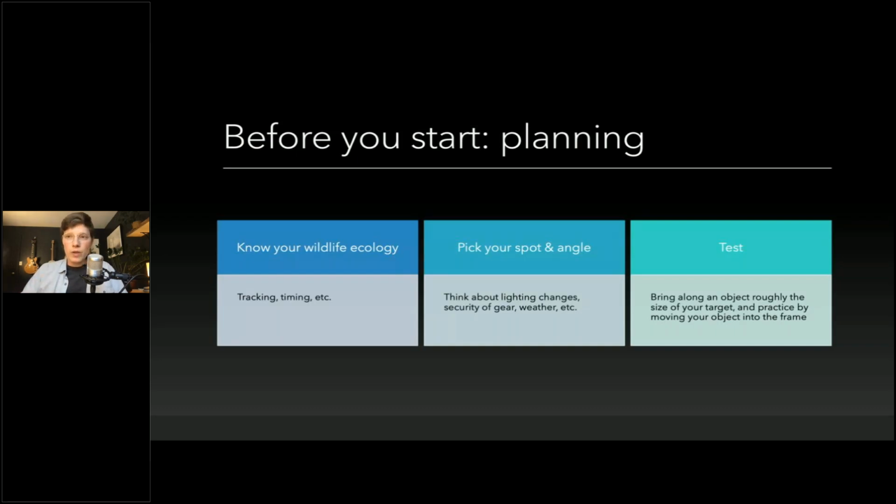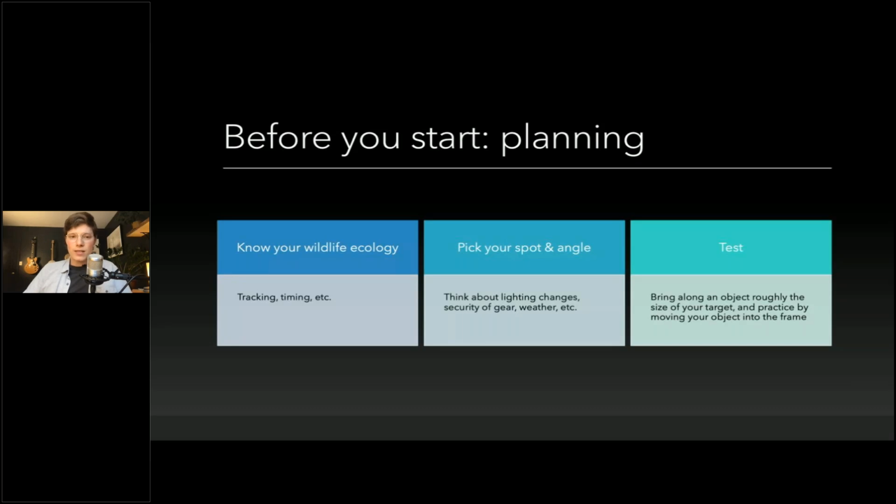So before you even get into this, there are a few things you need to take into consideration and plan. First off, you really need to know wildlife ecology. You need to know where the wildlife are going to be. You need to have access to where they're going to be. And it needs to be on private land where you have permission, or you need to go through a really lengthy process to get permitting if it's a state park or a national park.